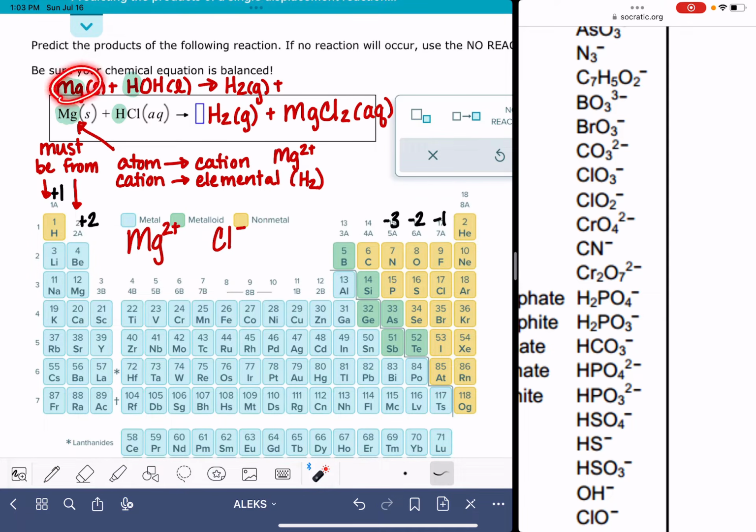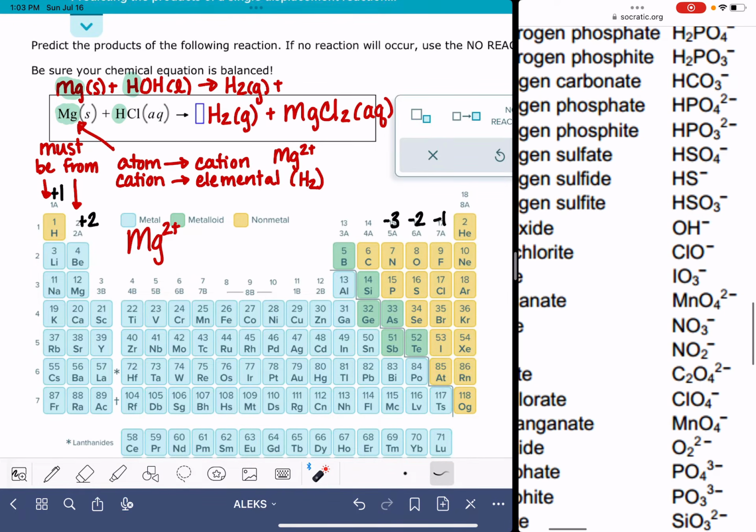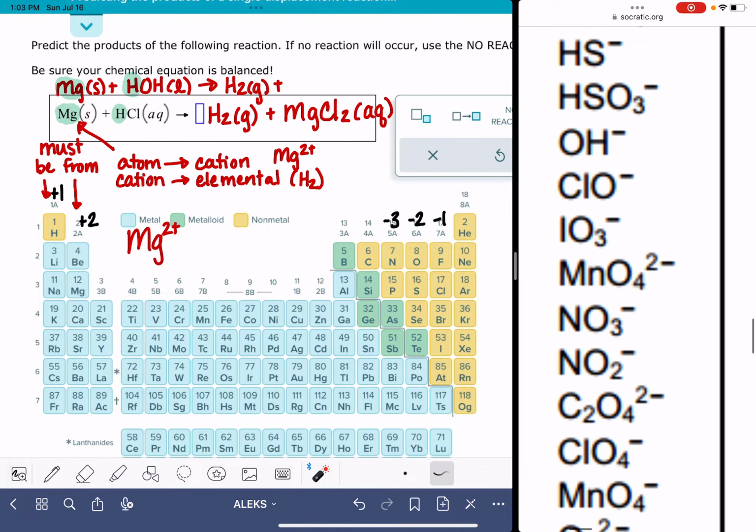The magnesium is turning from the atom into a cation, which I know is the 2+ ion because of the location of magnesium on the periodic table. My anion is not a single element, so it's not on the periodic table. I can't use these to help me predict its charge. This is a polyatomic ion, and I need to go to a table of polyatomic ions to find its charge, OH-.